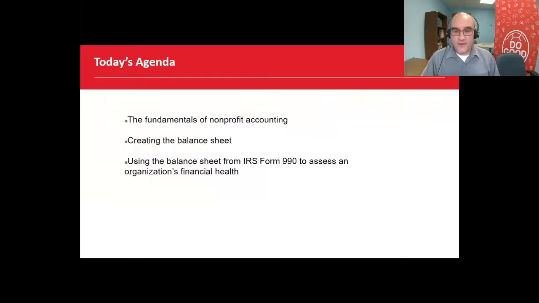Second, I want to show you how to create a balance sheet from a record of transactions, individual transactions that an organization enters into from year to year. And then third, I want to show you how to use a balance sheet, typically from IRS Form 990, which is the required tax form. I'll show you how to use a 990 balance sheet to assess the organization's financial health.